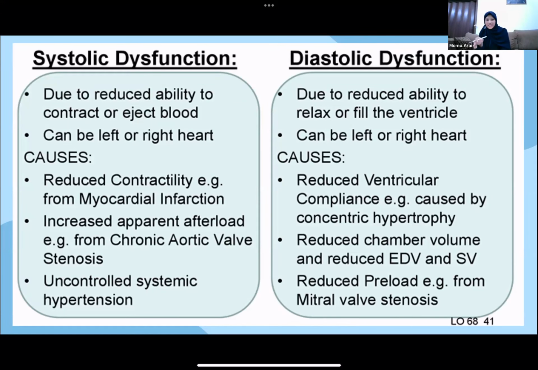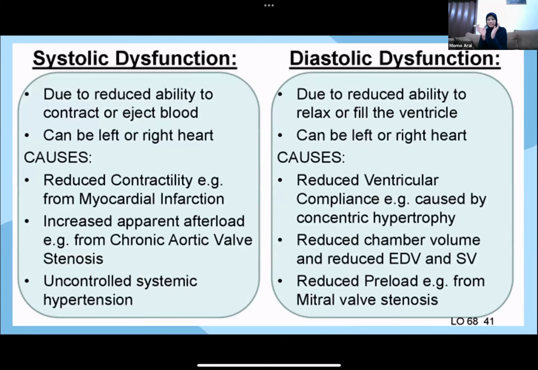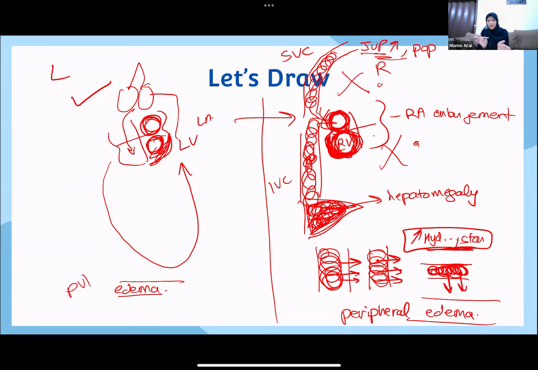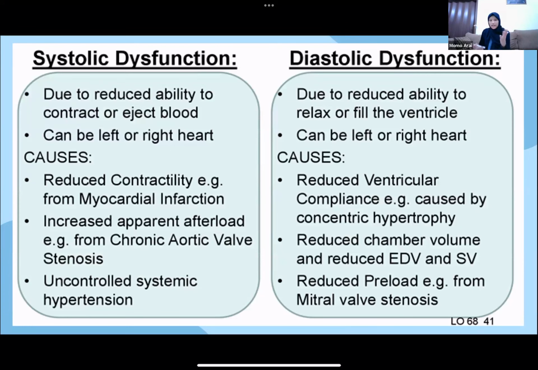If you have any questions, let me know. These two are the last side, but the main important thing I want you to get is how to differentiate left-sided from right-sided heart failure. Just remember why it happens and the symptoms, so you can differentiate. Now we'll move on to systolic and diastolic dysfunction. Systolic means, from the name, the heart is not able to contract. Diastolic, the heart is not able to relax. That's it. So it could be left or right.